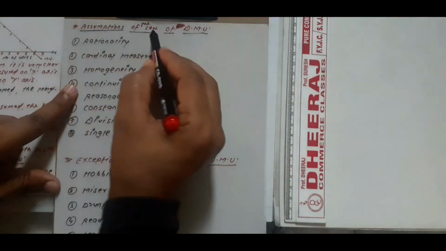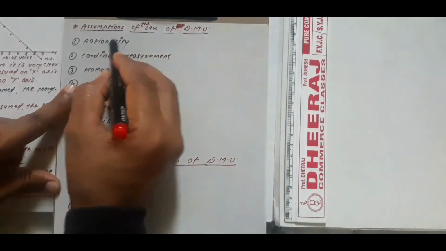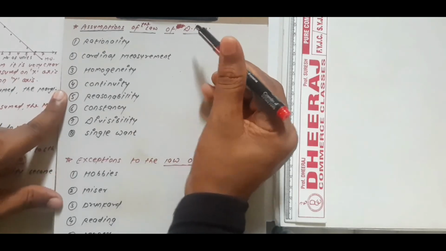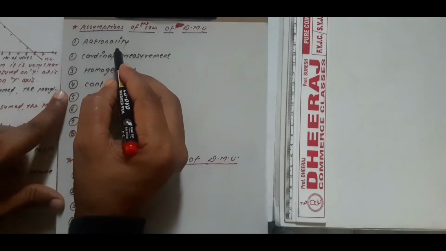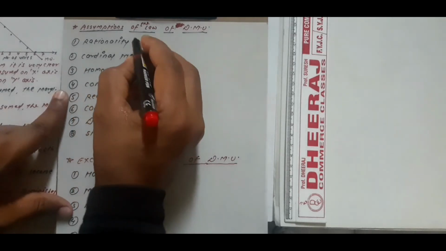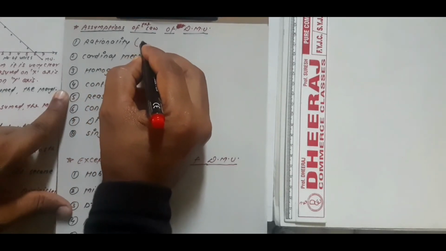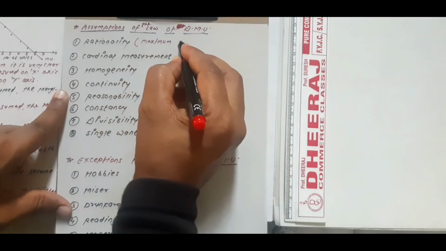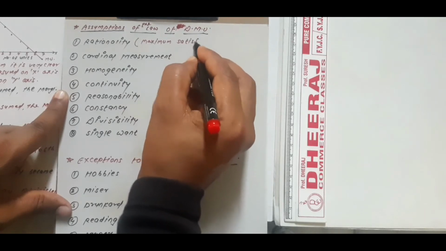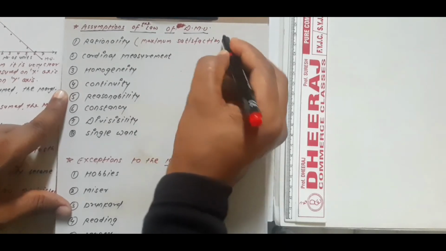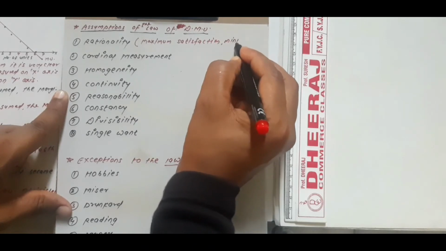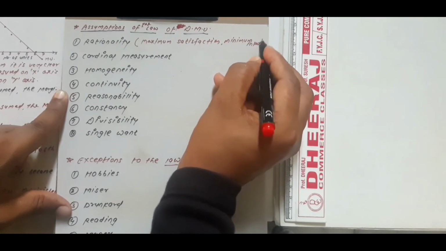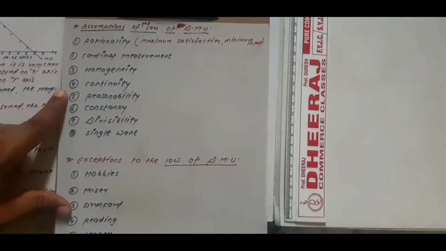Now the assumptions of the law of D.M.U. Assumption means everything we have to assume, whether or not it is true in reality. Number one, rationality. Rationality means maximum satisfaction. Every customer needs maximum satisfaction with a minimum input. So this is rationality. They want less input and more satisfaction.